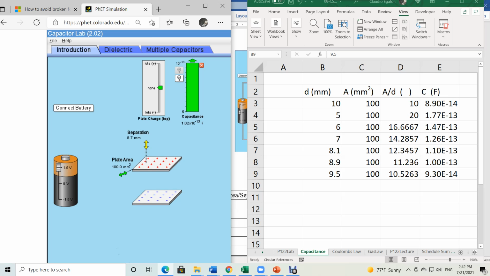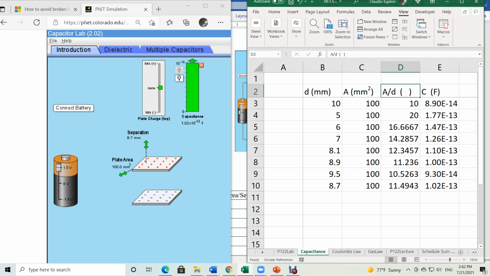Whoa. I can't get it quite there. Let's do 8.7. For some reason I cannot get that. Next, 1.02 E minus 13. Everybody's got that? Okay, now I have all the points.